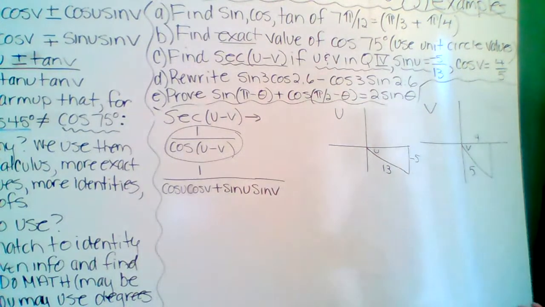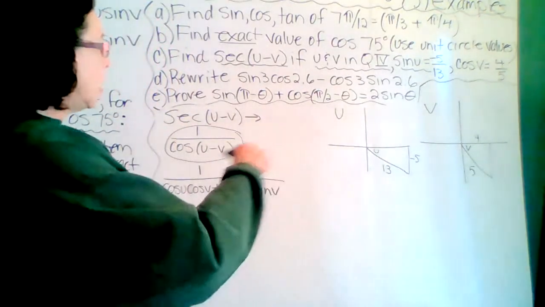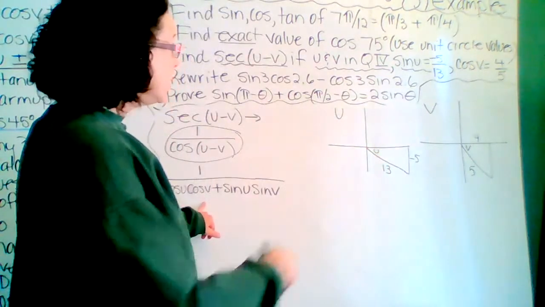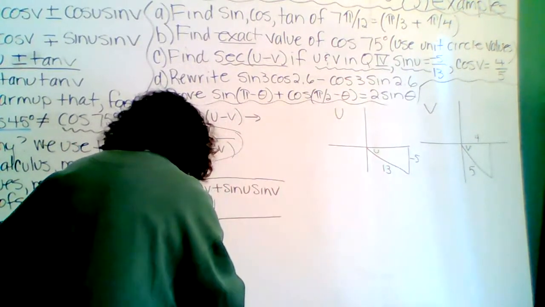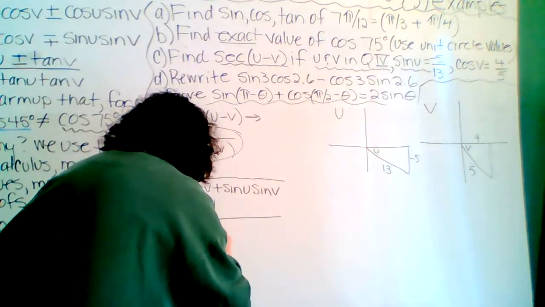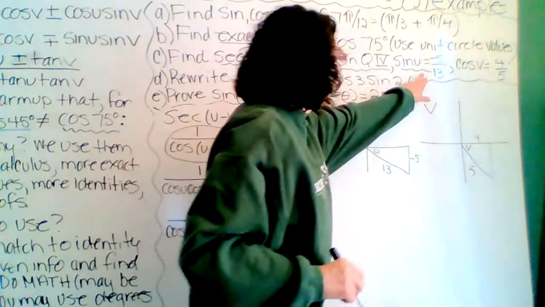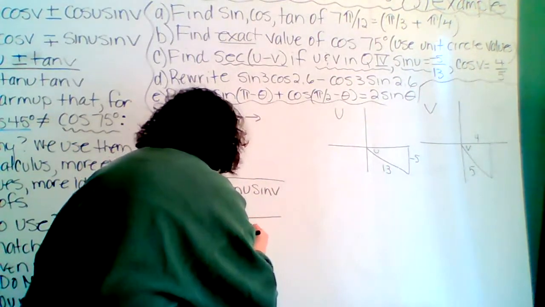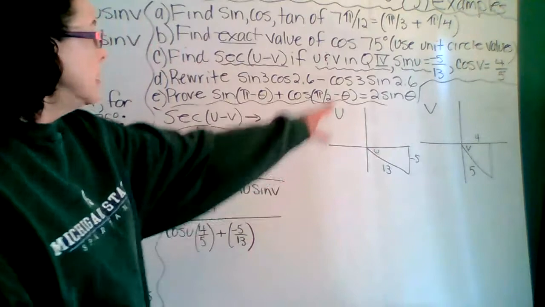Okay, so let's go back to our formula. Notice that I do not have cosine of U. Now cosine of V, I do have. It is 4/5. Plus sine of U, I do have, negative 5/13. Sine of V, I do not have.